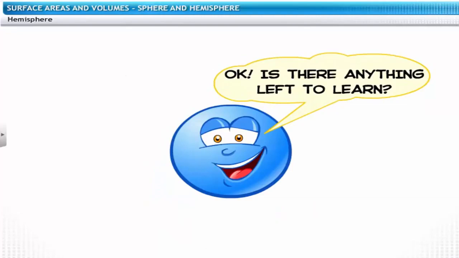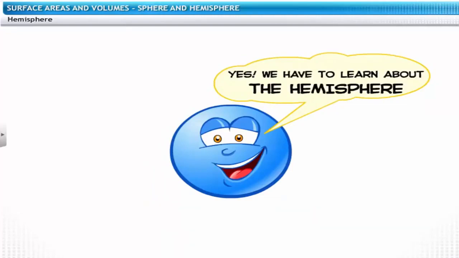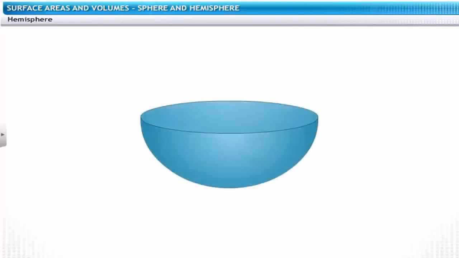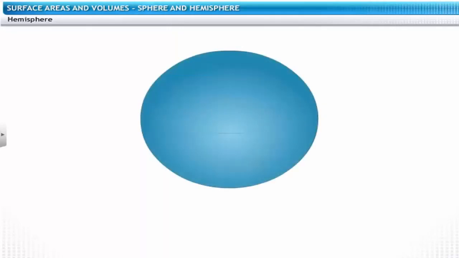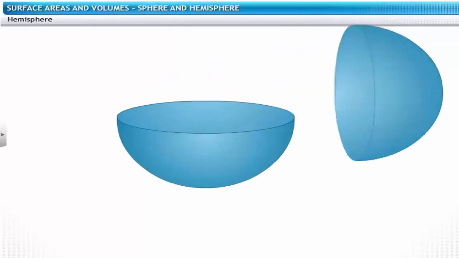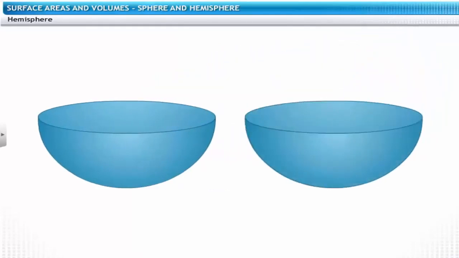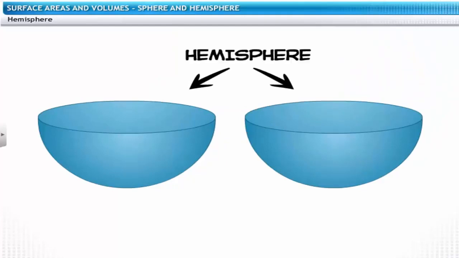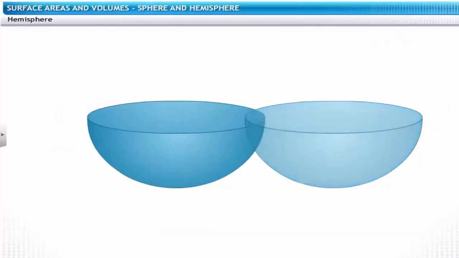Okay, is there anything left to learn? Yes, we have to learn about the hemisphere. A hemisphere looks like this. How is a hemisphere obtained? Here is the procedure. Take a sphere and cut it into half. The sphere gets divided into 2 equal parts. Each part is called a hemisphere.